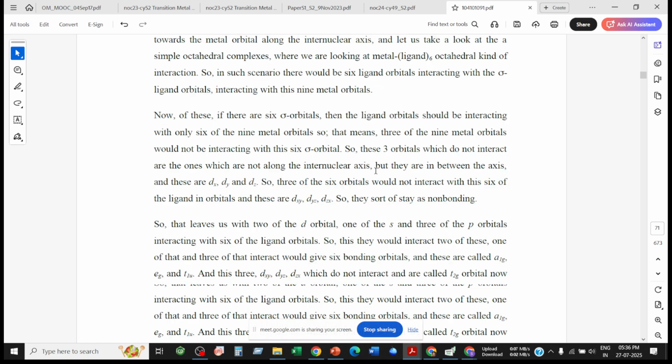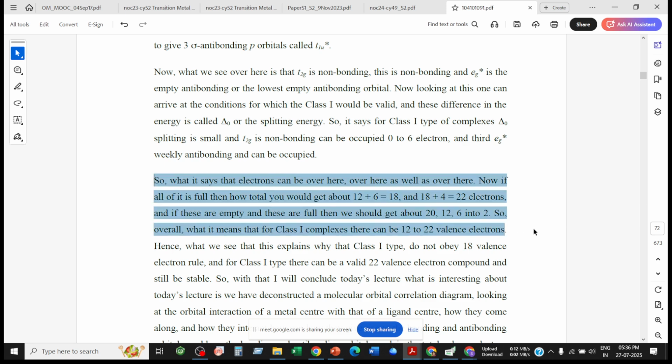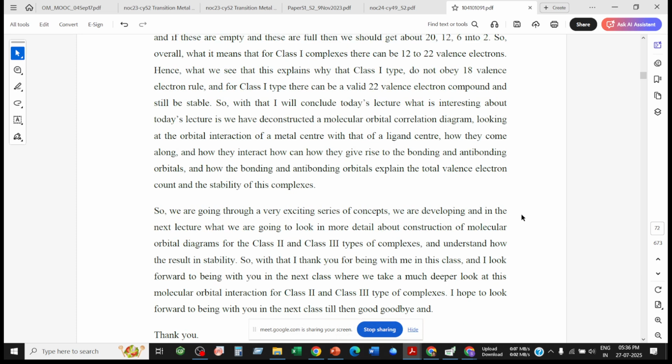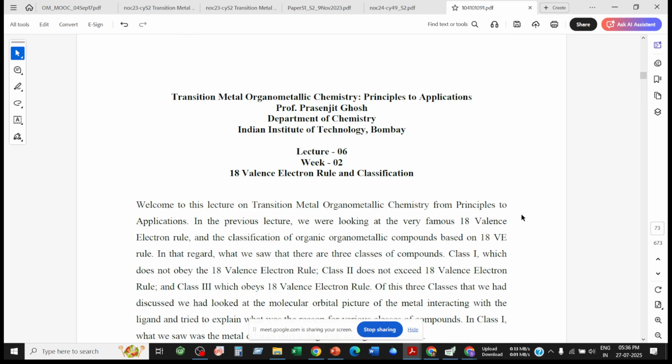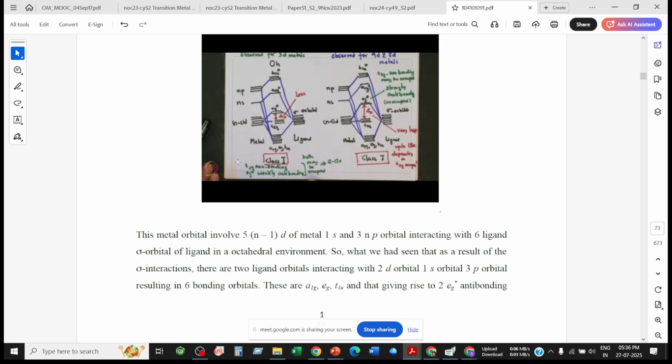So this will be seen in lecture 5, where it is discussed in more detail. It says that the class 1 complexes can therefore have 12 to 22 valence electrons, not more than that. Then we will go to lecture 6, where I will discuss later how class 1 and class 2 differ and how this energy level differs. Okay then, do you have any other questions? Fine, that's it.